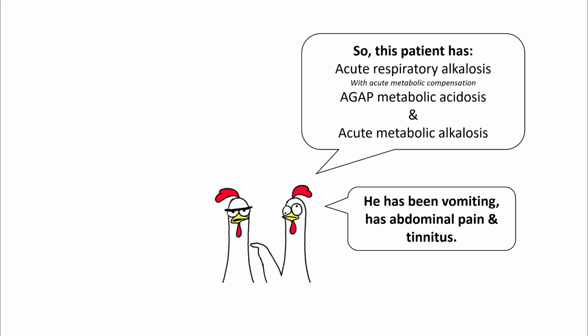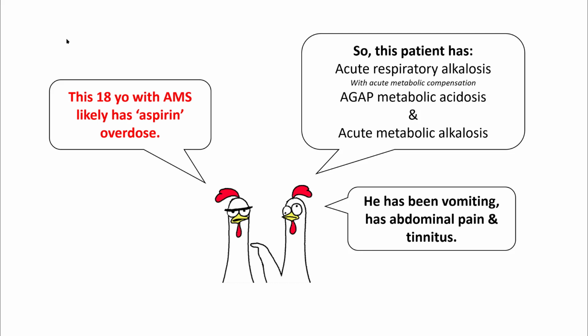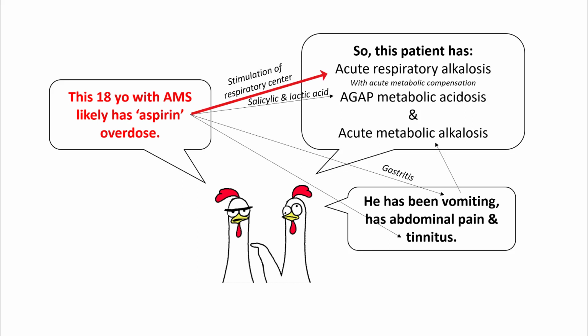On further history, you get that he has been vomiting, has abdominal pain, and has tinnitus. So this is a classical case of aspirin overdose. Aspirin can cause stimulation of the respiratory center, thus resulting in acute respiratory alkalosis. The lactate and salicylate are negative ions and will cause anion gap metabolic acidosis. Aspirin causes gastritis and stimulates vomiting. So that's where your acute metabolic alkalosis is coming from. And tinnitus is one of the common side effects of aspirin overdose. So you can see that this patient has multiple acid-base problems, and if you follow those 5 steps, you should be able to identify each one of them individually and come to a diagnosis like this one.